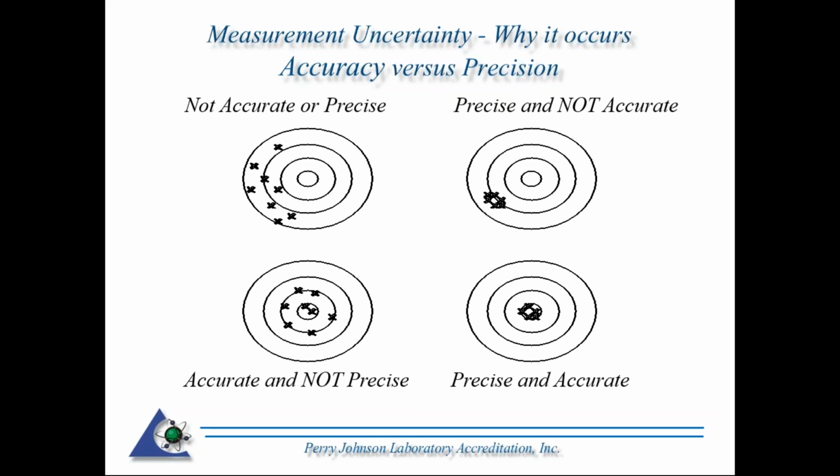Bottom left, we're accurate but not precise. We're kind of close to the target, but we're still spread out. Bottom right, this is where ideally everybody wants to be. We're precise, we're accurate, we're hitting our target, and we're hitting it consistently.